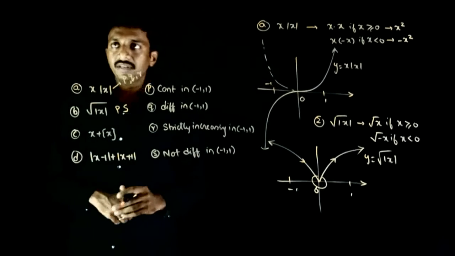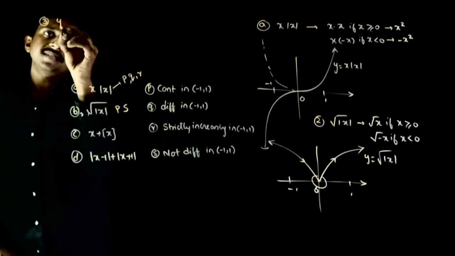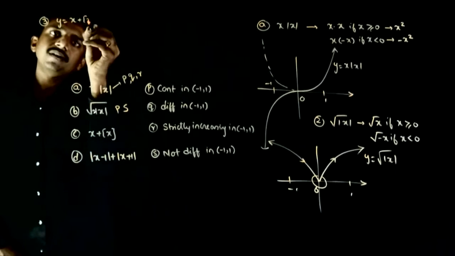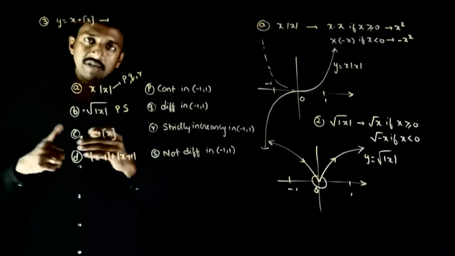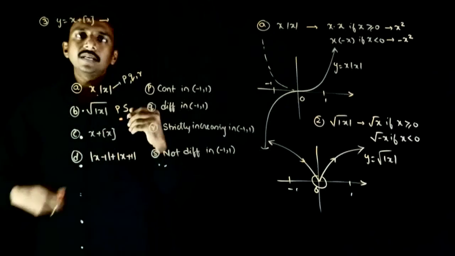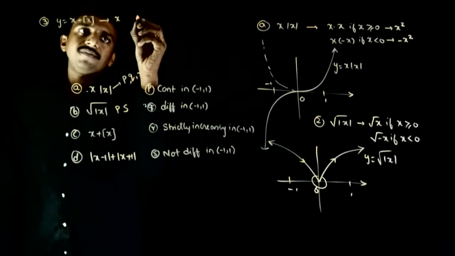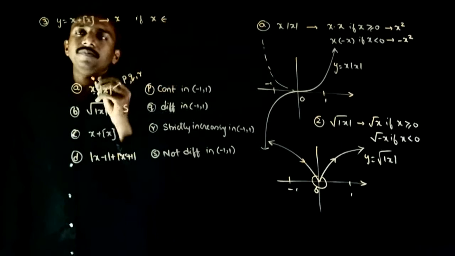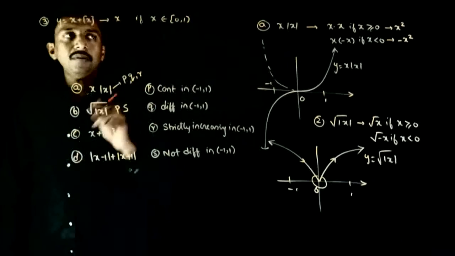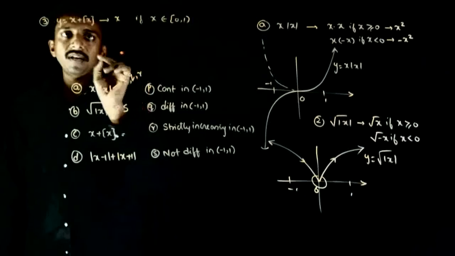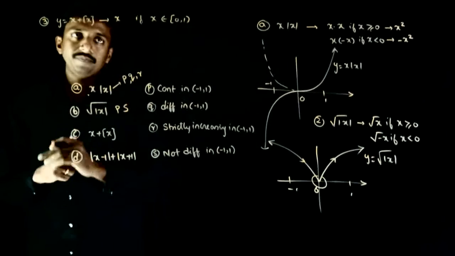Now let us go to third function. So third function is y is equal to x plus integer part of x. So आप देखा इसका piecewise आप काट लिया तो ठीक है. So x plus integer part of x is equal to x if x belongs to 0 to 1. क्योंकि 0 और 1 के बीच में integer part of x will be equal to 0.